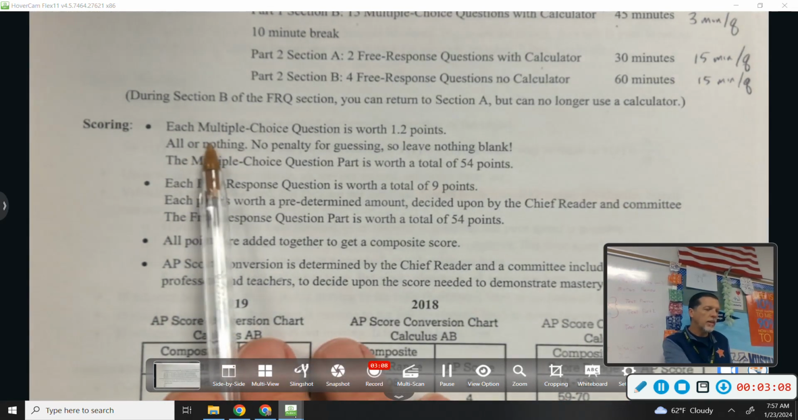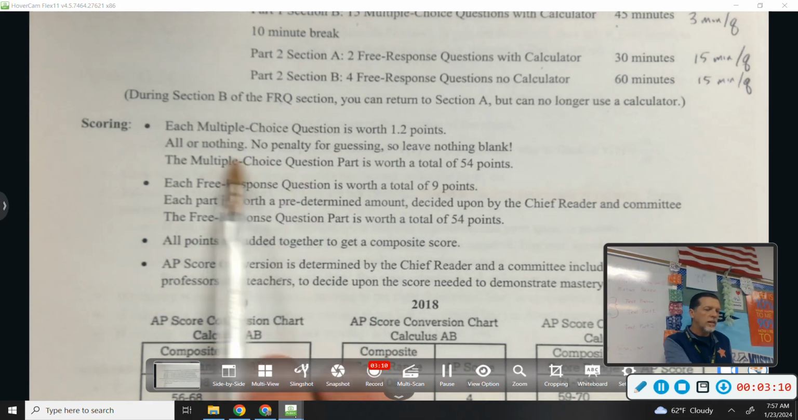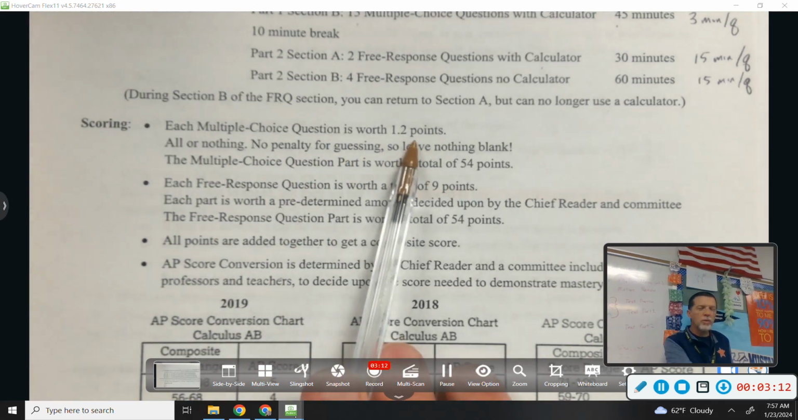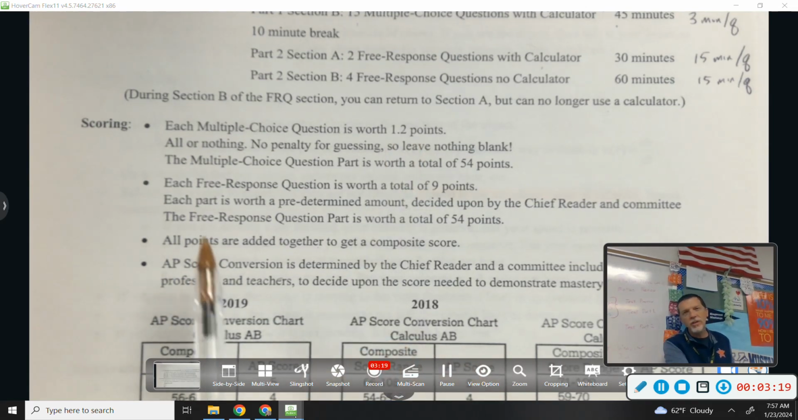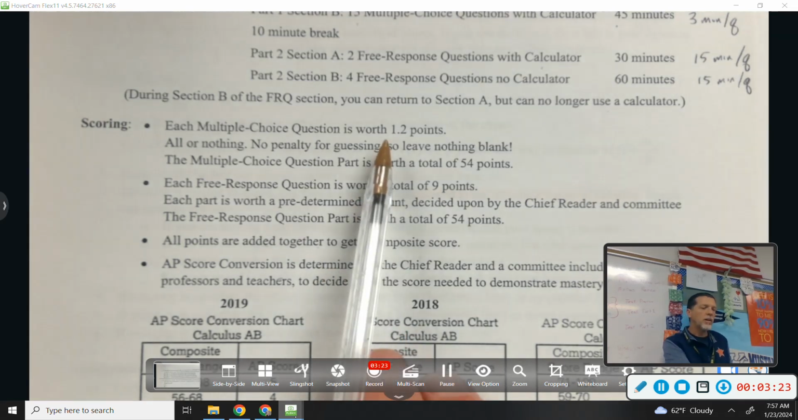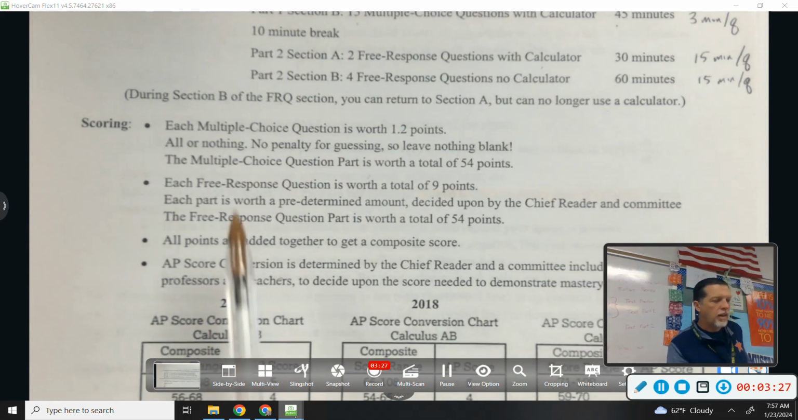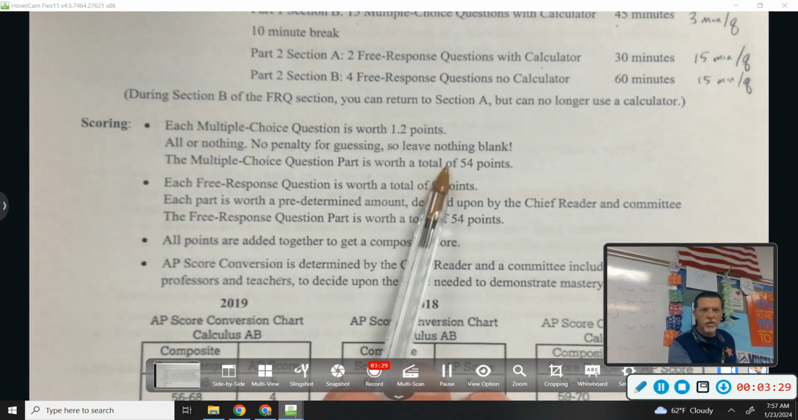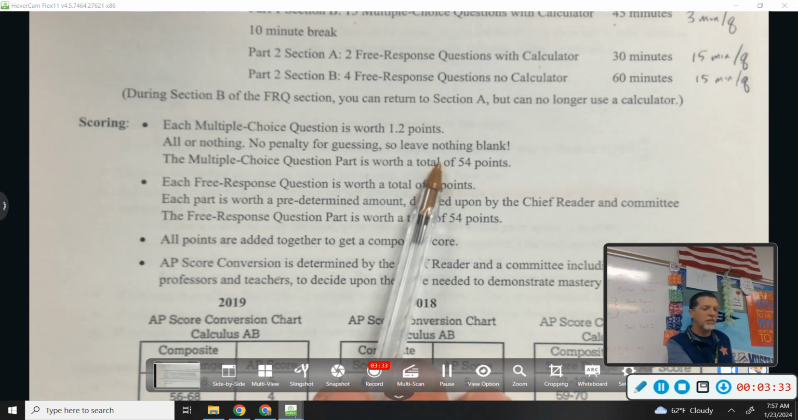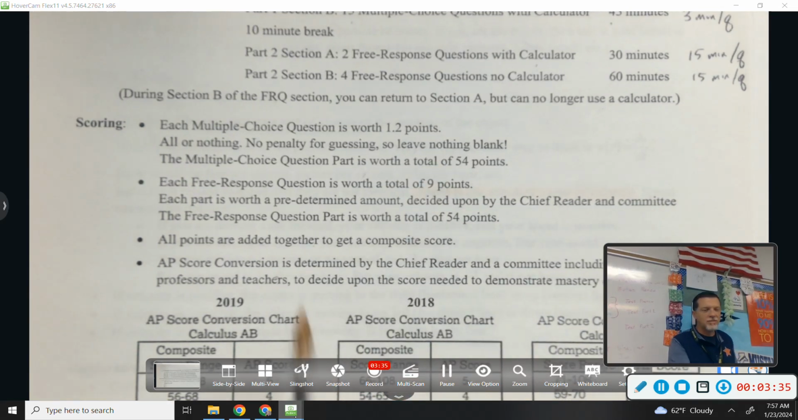Scoring. Each multiple choice question is worth 1.2, which seems weird. The reason they do that is they've rigged it so that the multiple choice and the free response are both worth half the test. So they make multiple choice 1.2 each, that way it balances out. There's no penalty for guessing, so even if you have no idea what's going on, there are words you don't know, there are pictures you don't know, put something down. Maybe you get lucky.